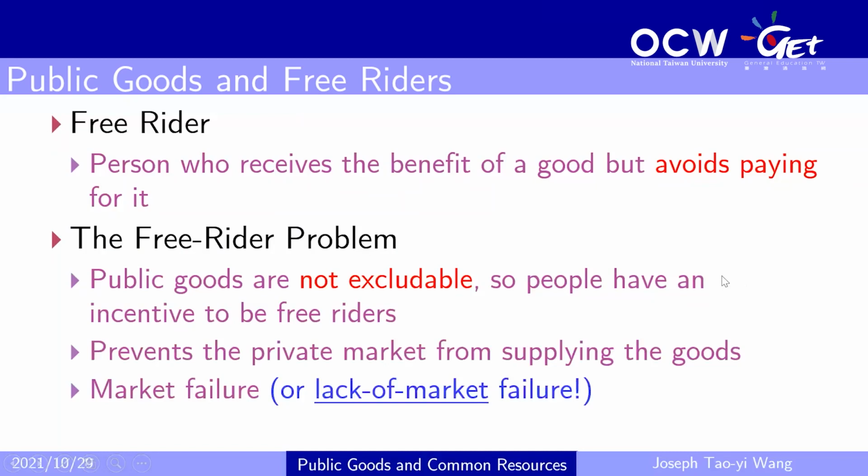I'm not sure if you have this issue in other classes. The reason why the homework here is not group homework is because there'll be free riders, right? You spend all the time answering the homework questions, and then your classmate just puts their name on the homework and enjoys the homework grade. That's an issue. And of course, this will prevent the private market from supplying this good correctly, and so it's traditionally what we call market failure. Or what I think is, it's a failure because there's a lack of the market. You don't have this market.